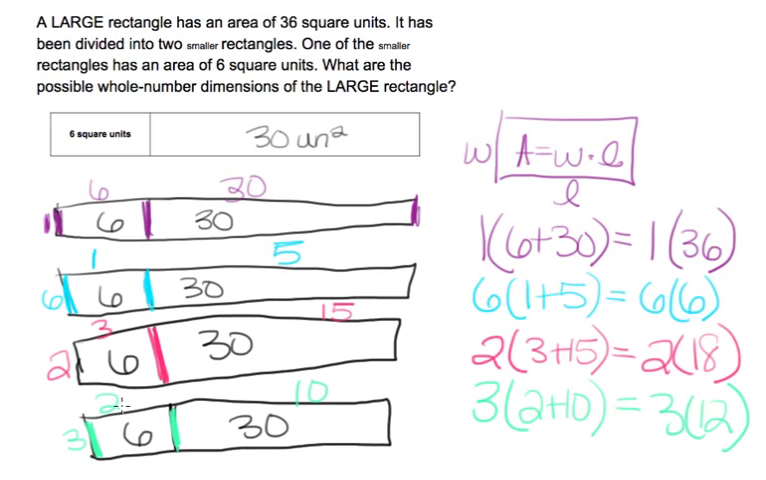Now, how do I know there aren't any more? Well, I know that I first need to find whole number dimensions that make up the smallest rectangle of 6. And I can't try any other numbers. I already tried 1, I used 2, I used 3. 4 is not a factor of 6. There's no whole number that I can multiply 4 by to get 6. And same with 5. There's no whole number that I can multiply 5 by to get 6.